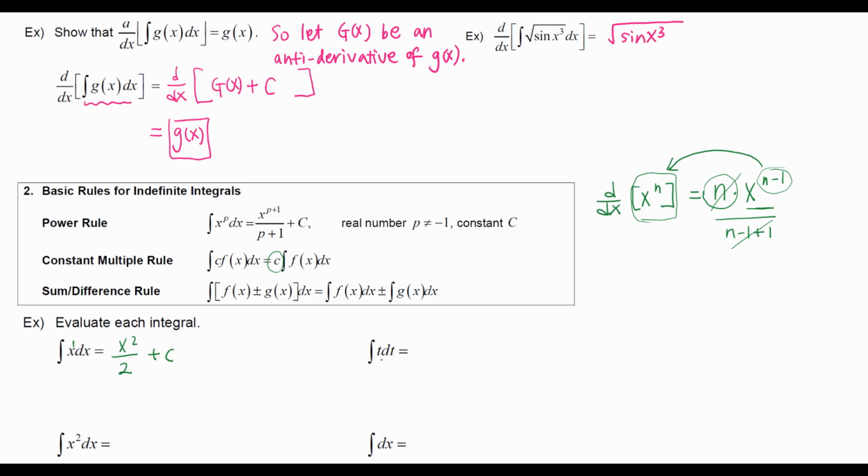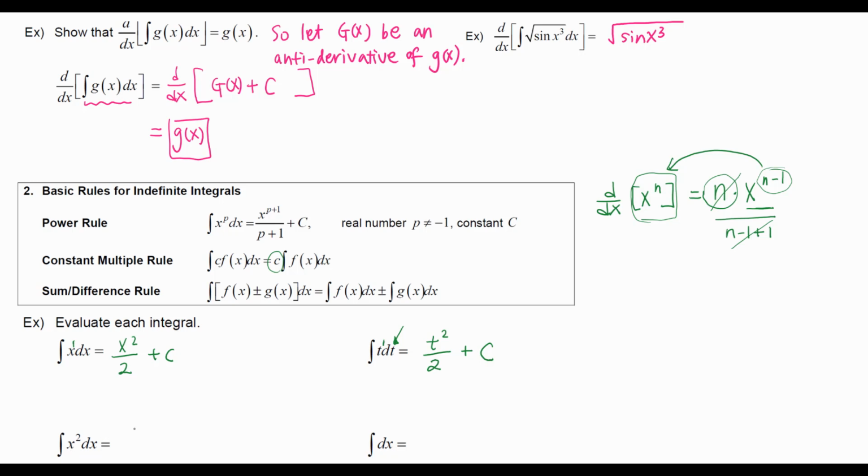What's the integral of t dt? So we're taking the integral with respect to t. This is t to the first power, so it's the same as the first problem. So what I'm going to get is t to the second power now, but I have to divide by 2, plus the constant of integration c. The third one, what's the integral of x to the second power?